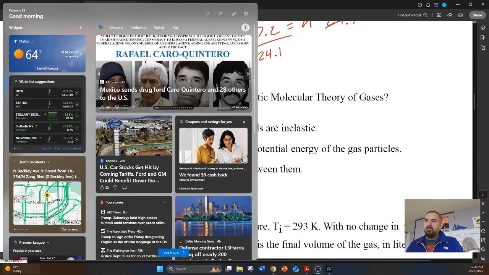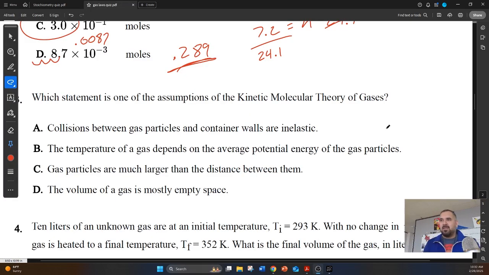All right, this was one of the most missed questions on the test. Let's take a look at it. Which statement is correct regarding kinetic molecular theory? So collisions between gas particles and the container walls are inelastic. What's wrong with this statement? They're elastic, so this word is incorrect. The temperature of a gas depends on average potential energy of gas particles. What's wrong with that statement? It's average kinetic, so this is incorrect.